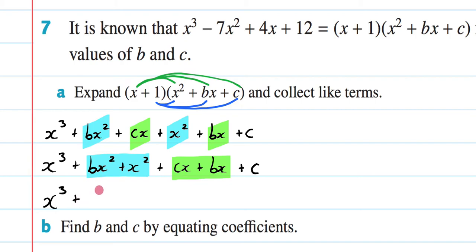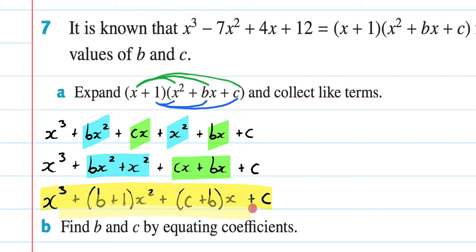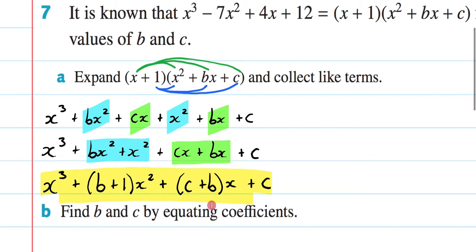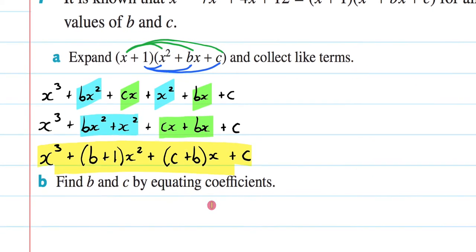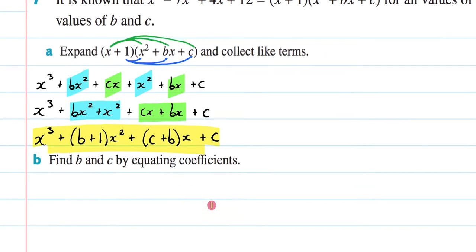So what I can do here is take out that common factor of x squared. So I'm going to be left with b plus 1 times x squared. And over here, I'm going to be left with c plus b times x. So I'm taking out that common factor of x plus c. That is my final answer. It is now fully expanded, nice and neat. Perfect.